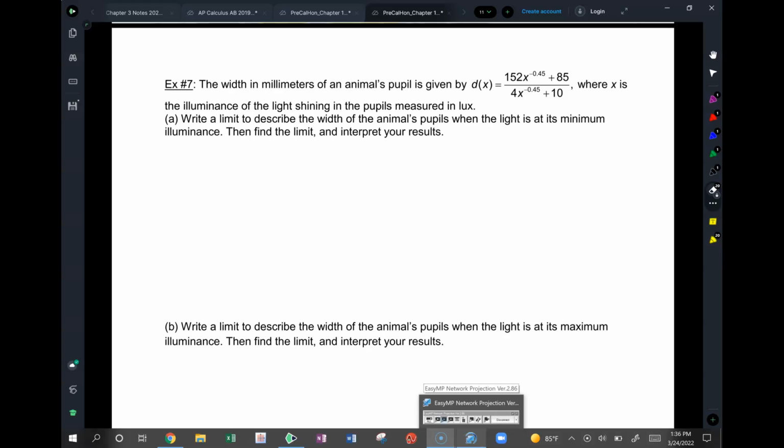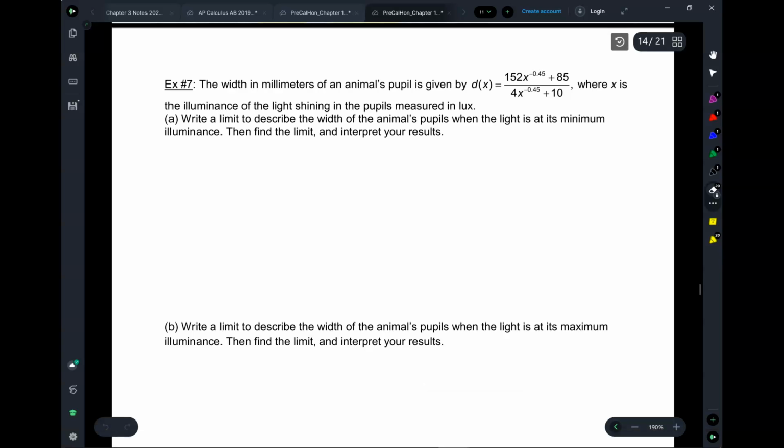The width in millimeters of an animal's pupil is given by this formula, where x is the illuminance of the light shining in the pupil, measured in lux. So D is the width in millimeters that the pupil expands. We know that if there is too much light, the pupils will contract, and if there is very little light, they will dilate to let in more light. So that's pretty much what this is talking about.